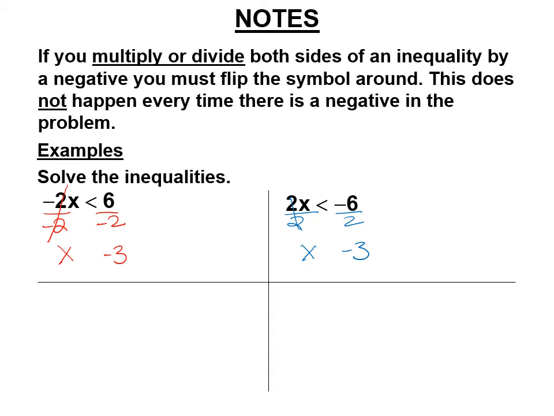Now, the key is, what did you do? In this one, you divided both sides by a negative. And when you do that, you have to flip the symbol around. The answer is x is greater than negative 3. If you do the one on the right, you just leave it, right? There was a negative in the problem, but that doesn't cause this. It's when you multiply both sides by a negative.